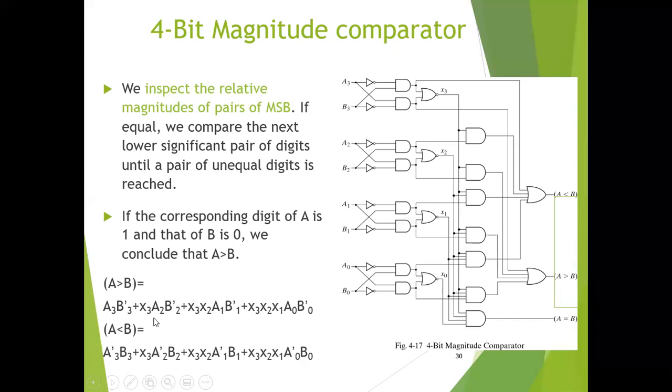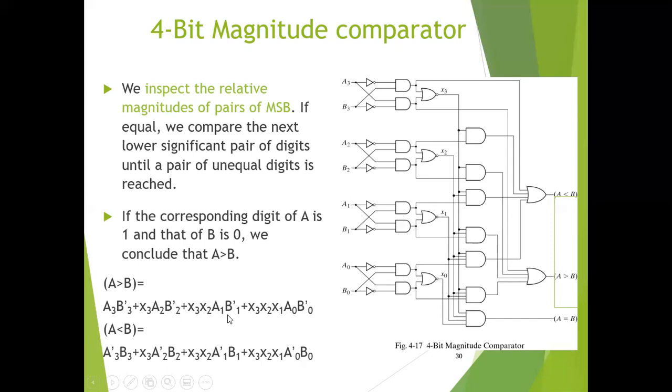For that next significant pair, we compare A2 with B2. If A2 is 1 and B2 is 0, then we check that only if x3 is equal to 1. If x3 is 0, then this condition is not necessary to be fulfilled. And similarly, if A2 and B2 are both 1, then this will also be equal to 0, and we will move to the next significant bit.